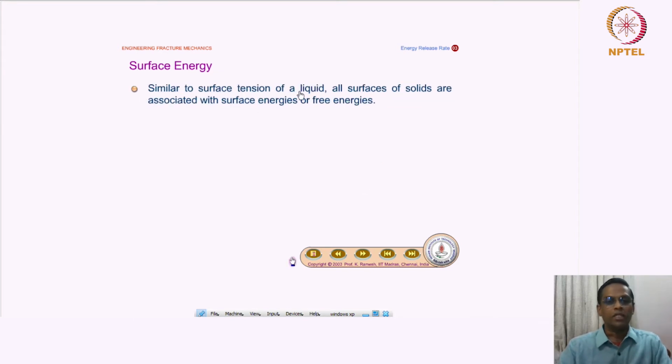Similar to surface tension of a liquid, all surfaces of solids are associated with surface energies or free energies. What we have to appreciate here is Griffith's first thought process to bring surface energy into fracture mechanics to explain crack propagation, which is the important step. We will see how it helps.